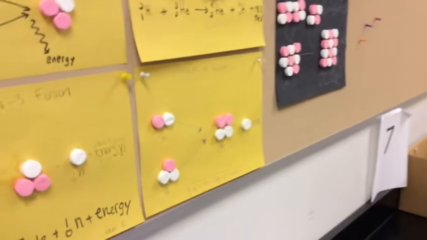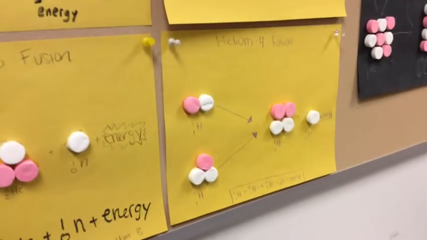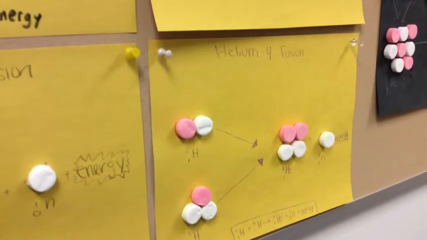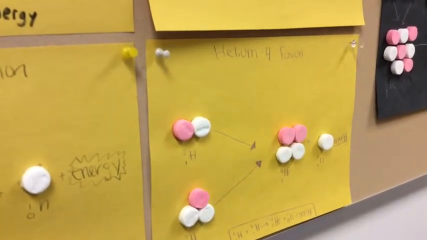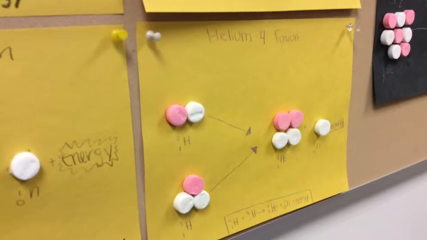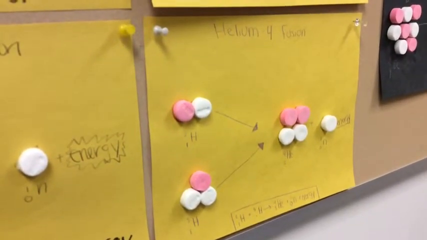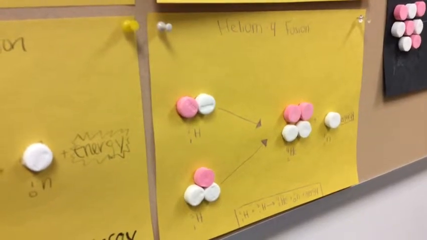You're describing for us helium-4 fusion. What's another name for helium-4? What kind of particle is that? It's a noble gas. Yeah, but what kind of particle? This is a nuclear decay particle, 2 protons, 2 neutrons. What is it? Alpha. Alpha particle. Yes. Okay.